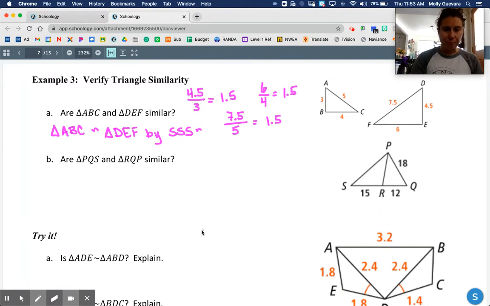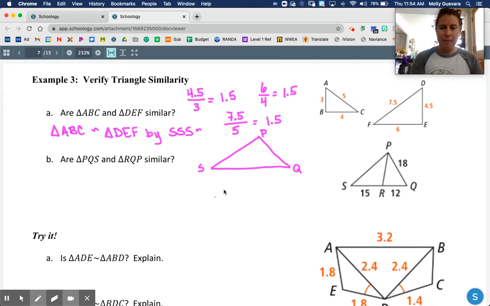Okay? Part B says triangle PQS. I'm going to draw these separately. Whenever I have triangles that are combined within each other, sometimes it's really hard to see. So I'm going to draw these two triangles separate, like so. Okay? And I know that this full length is 15 plus 12, which is 27, and 18. Okay, so triangle PQS and RQP.